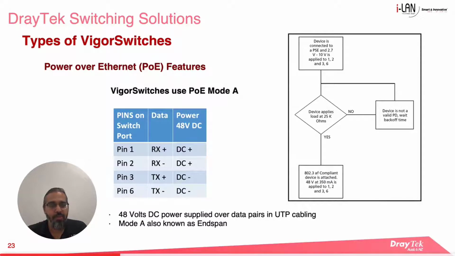Dratec WiGA switches use PoE mode A to supply power to PoE devices. Mode A is also known as end-span, and power is supplied over data pairs 1, 2, 3, and 6 in the UTP cabling. A PD discovery process is used, as shown in the flowchart on the right, to check if a PD device is attached before bringing up power on the switch port. This prevents damage to any non-PoE devices that may be attached to the switch ports.